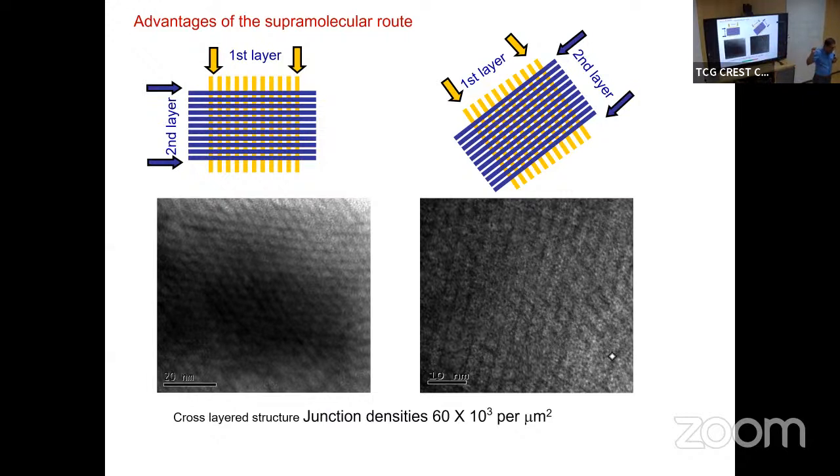It has to be dried. Once you dry that, then you can form a layer by layer assembly with ultra high density junctions, right? We have demonstrated that, and in this case, we found the junction density to be 60 multiplied by 10 to the power 3 per micron square.